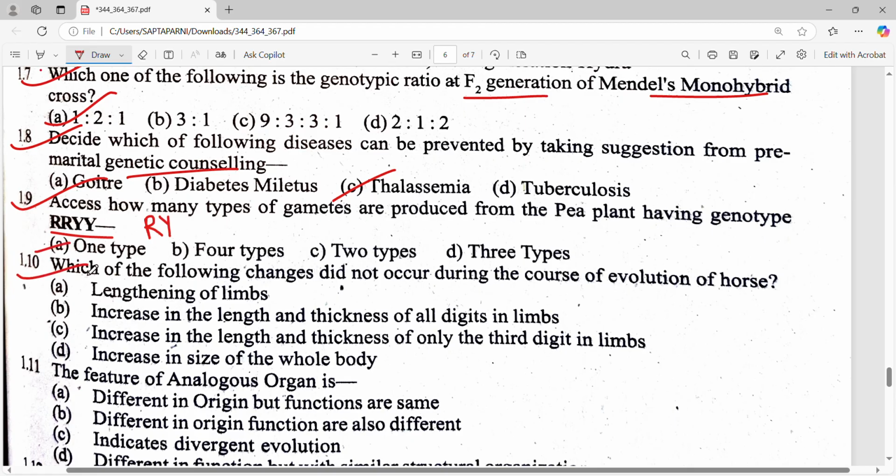Next, which of the following changes did not occur during the course of evolution in the horse? The correct answer would be option B. It says increase in the length and thickness of all the digits of the limbs. No, it is only the third digit of the limbs that increased. So it is incorrect here.